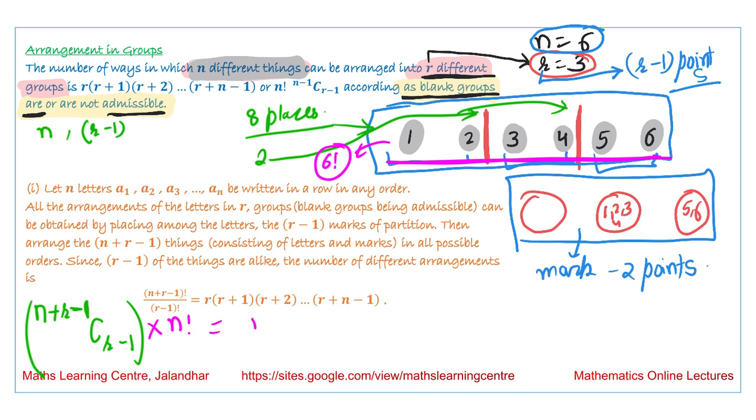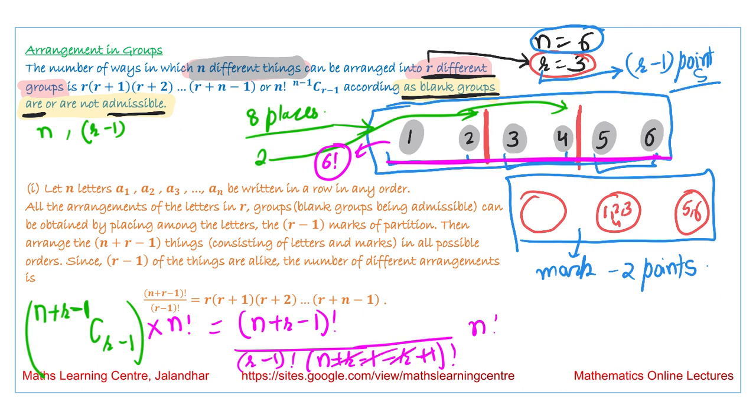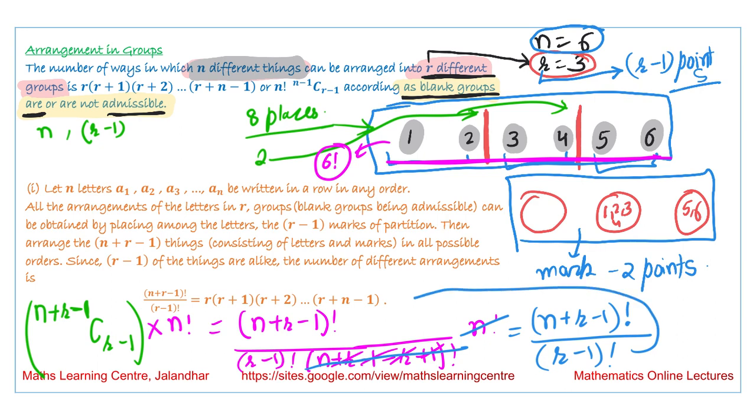So the answer we obtain is (n plus r minus 1) factorial divided by (r minus 1) factorial into (n plus r minus 1 minus r plus 1) factorial, into n factorial. These values get cancelled, and this n factorial gets cancelled with n factorial, and the answer we are left with is (n plus r minus 1) factorial divided by (r minus 1) factorial. On solving this, the answer we obtain is r into (r plus 1) into (r plus 2) and so on up to (r plus n minus 1).